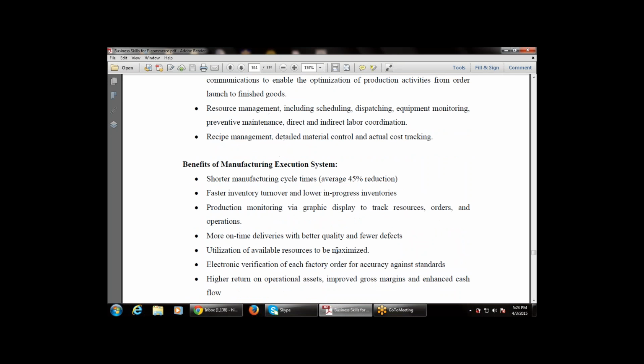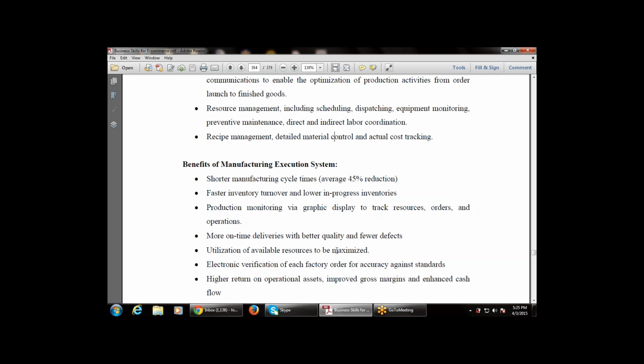Now, what are the benefits of MES? That is, what are the benefits of a manufacturing execution system? One of the benefits is a shorter manufacturing cycle time. That is, there is a short chain among the suppliers, the manufacturers and the end users. That is a shorter manufacturing cycle time, an average 45% reduction.